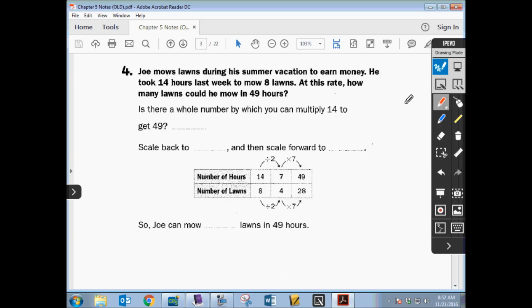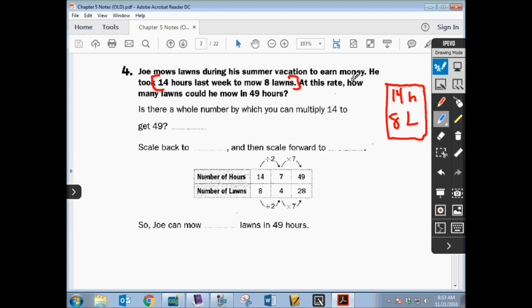Joe mows lawns during his summer vacation to earn money. He took 14 hours last week to mow 8 lawns. What is that, everybody? It's a fake ratio, so let's do our edge pieces here. We know that it's 14 hours for 8 lawns. Fake information, fake ratio, okay? Make sure you're always doing those. It will help you, especially later on in this chapter, okay?